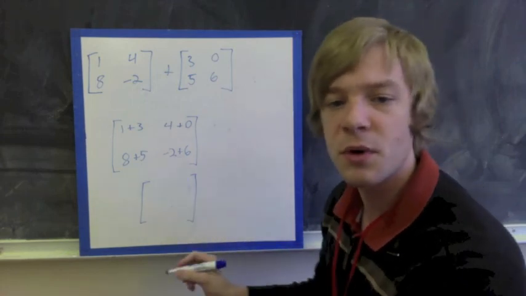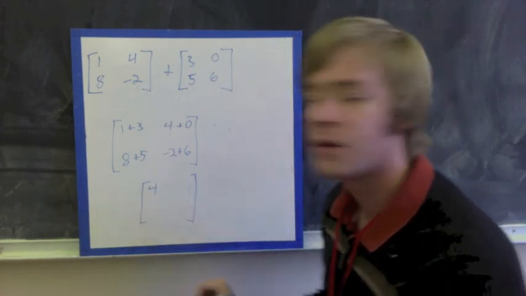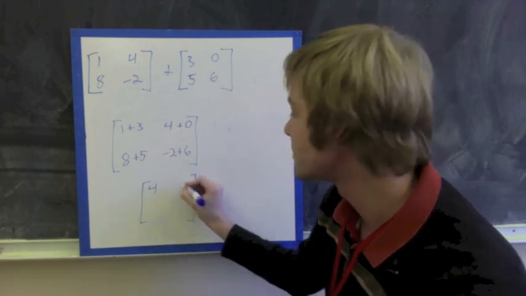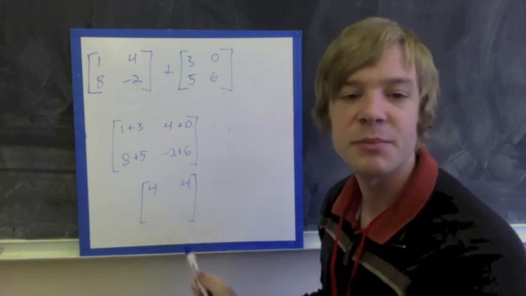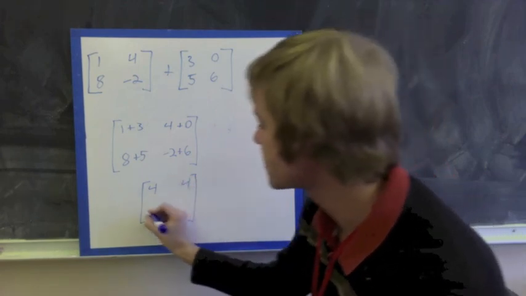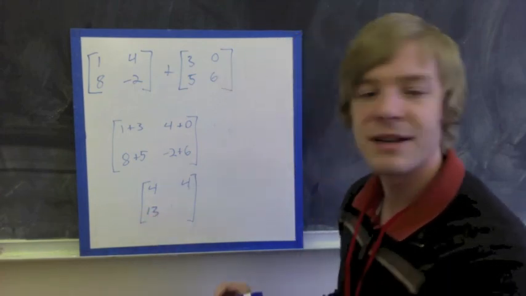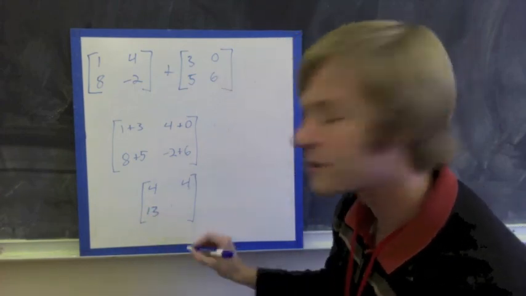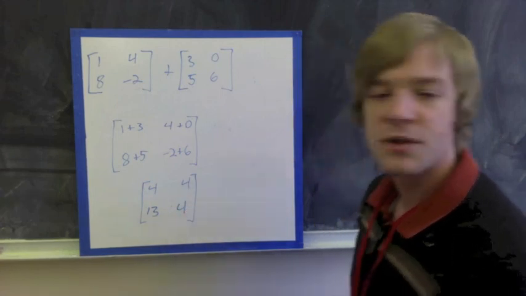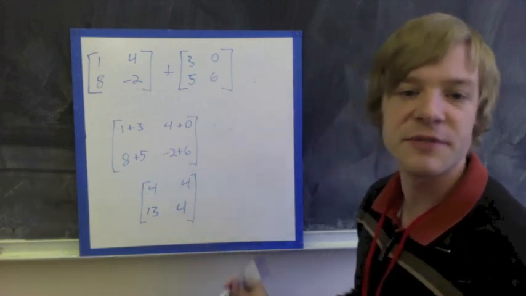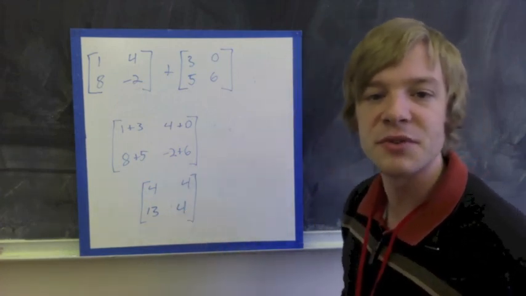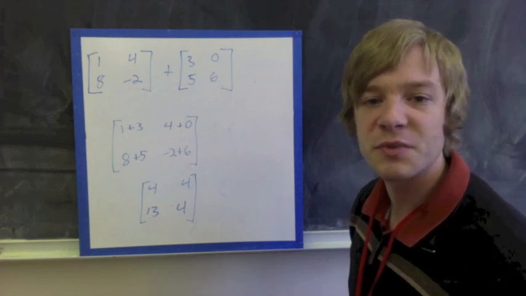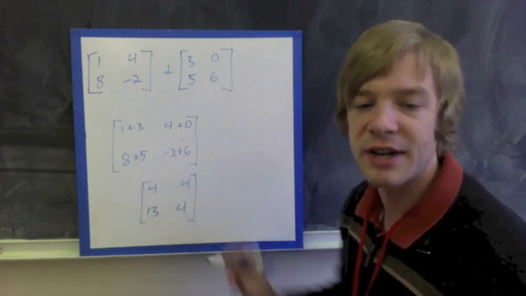One plus 3 is 4. 4 plus 0 is 4. 8 plus 5 is 13. And negative 2 plus 6 is also 4. So I end up with a matrix 4, 4, 13, 4. And that's all we need to do. And the same rules apply when we're subtracting, but obviously we would subtract instead of adding.